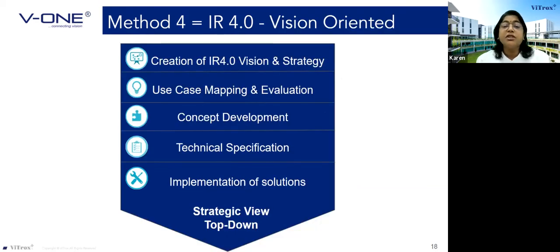Method 4 is vision oriented. I believe a lot of companies come with a vision and mission. This is top down. When you top down your information, you get the creation of your vision. You may set your strategies. What is your vision towards achieving your digitalization journey? You can use case mapping, evaluations, concept development, or even your technical specifications for certain asset management, and implement the solution accordingly. That's how method 4 can be helpful on your journey.